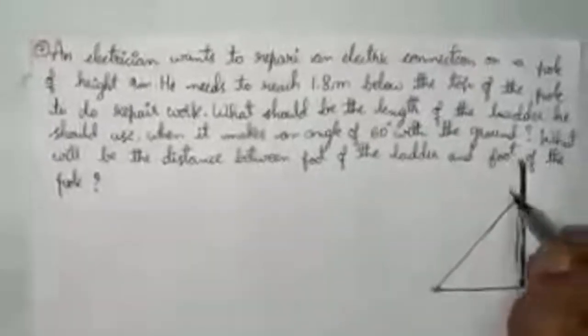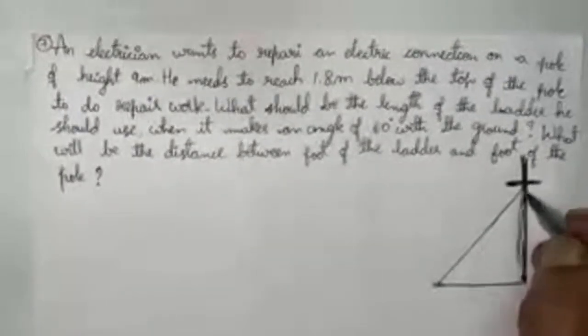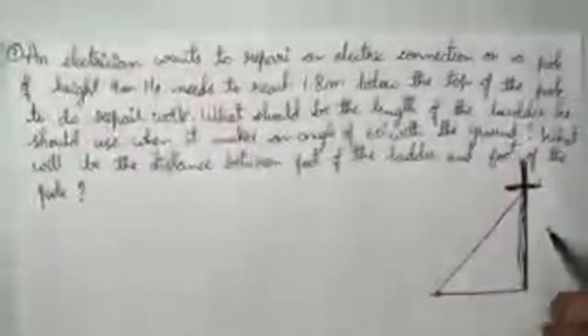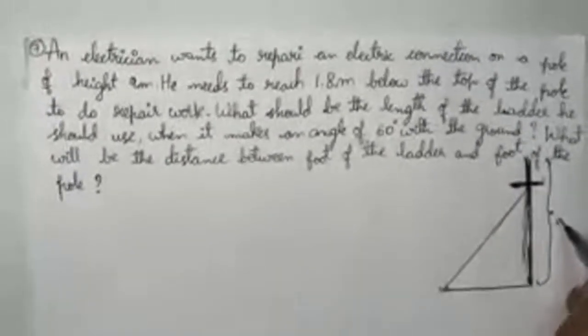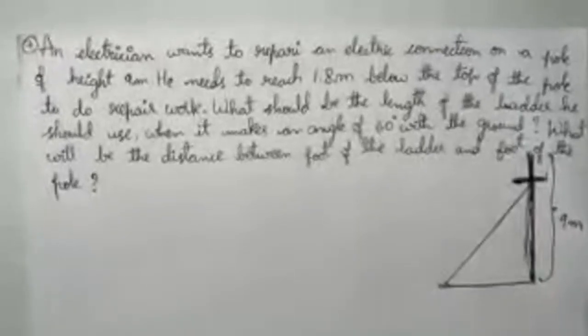You want to do the repair, and on the big pole, in this place, you have the electrical couplings. The electrician wants to repair on the pole, and the total height of the pole, from here to here, is 9 meters.